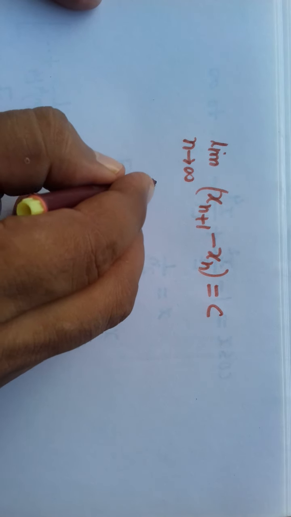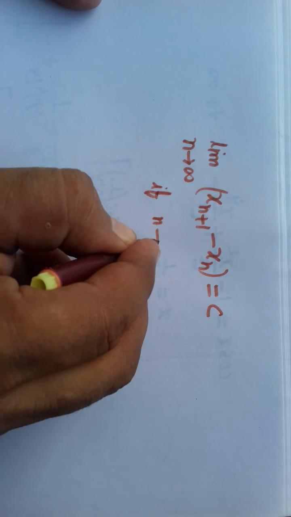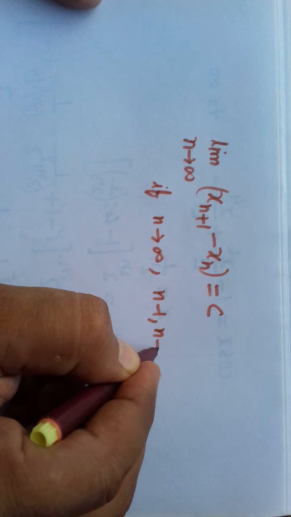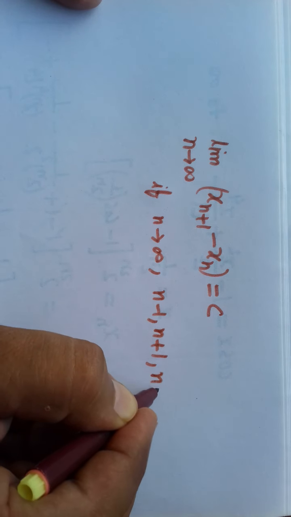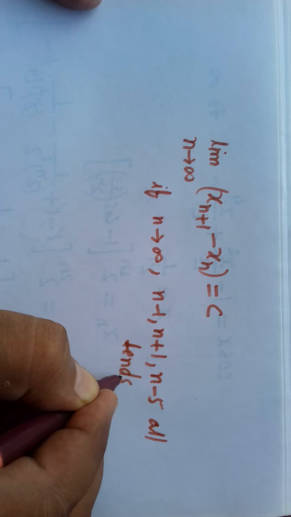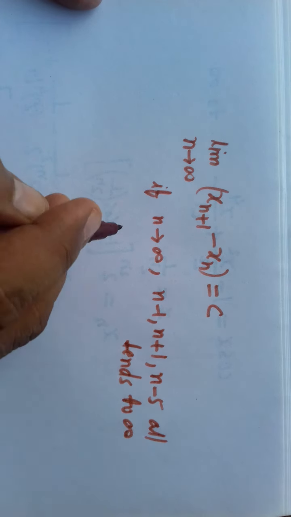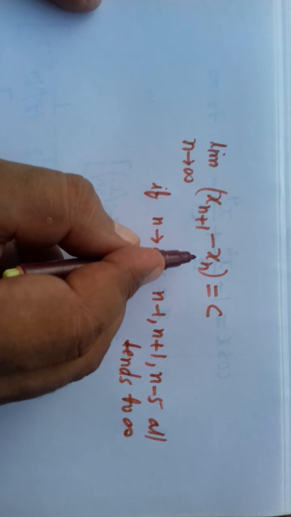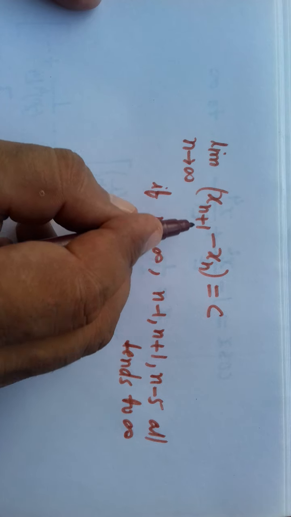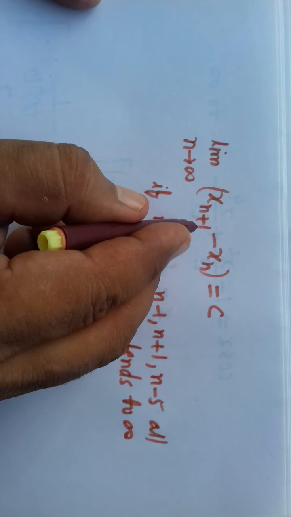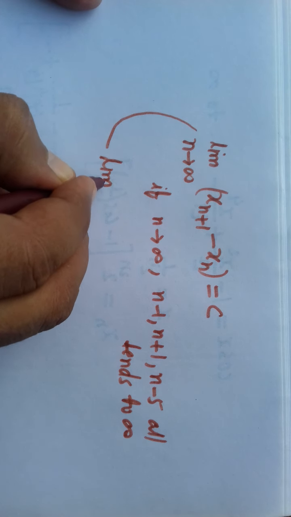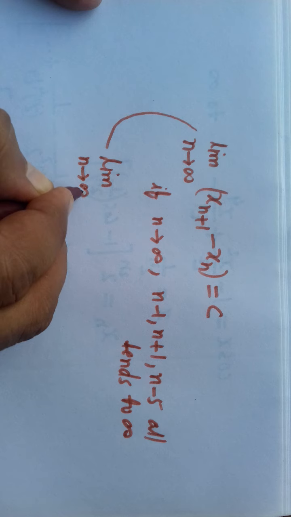We know that if n tends to infinity, then n − 1, n + 1, n − 5 all tend to infinity. Here the difference is of consecutive terms. So we can write the same thing as you see here.